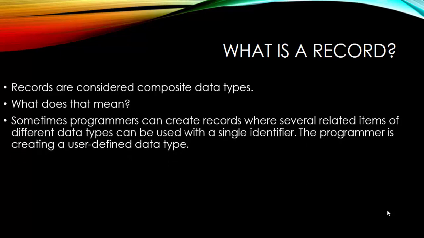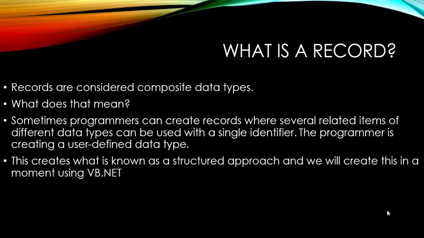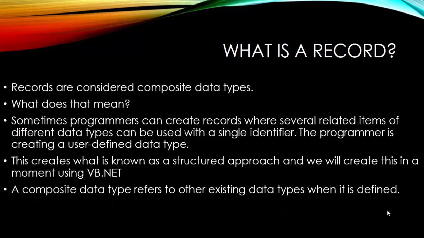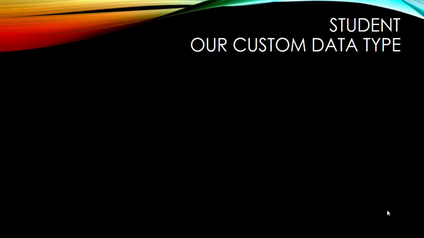What does that mean? Well, sometimes programmers can create records where several related items of different data types can be used with a single identifier. The programmer is creating a user-defined data type. And this creates what is known as a structured approach to programming, and we will create this in a moment using VB.NET. A composite data type refers to other existing data types when it is defined. And you might be saying to yourself, what does that even mean? Well, let's take a look at pseudocode and then actually create a composite data type using VB.NET so we can fully grasp this concept. So student is going to be our custom data type.